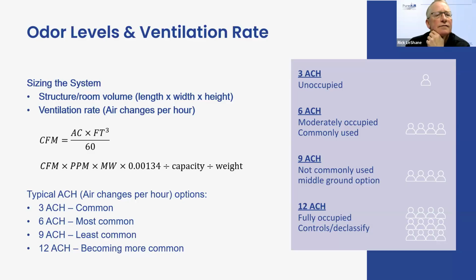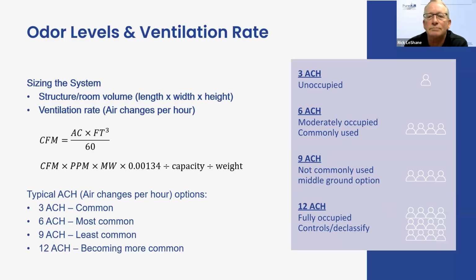We also have 9 air changes per hour. I can say that I really don't think I've ever sized a unit with 9, but I guess some specifications have that in there. And then a 12, which would be like a fully occupied, controlled, declassified place. We'll say a biosolids building where you've got a lot of people coming in and out of there. Again, higher air changes. The more air changes, the better the purification is.